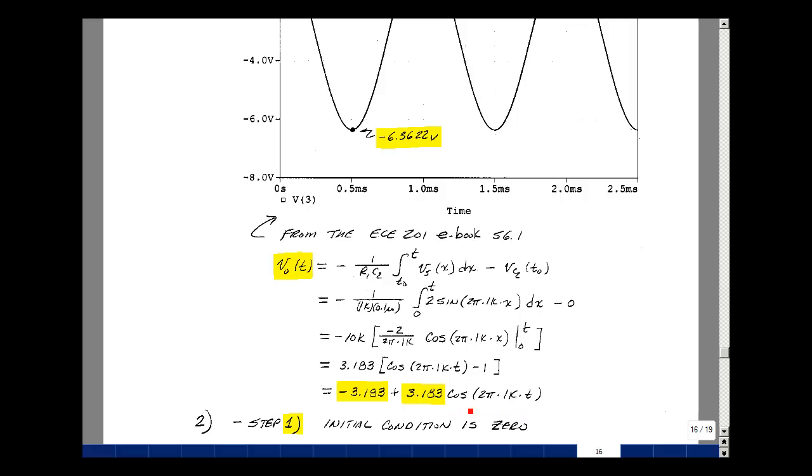Now what's the largest negative value this is going to have? Well, it's minus 1. So if we take this and multiply it by minus 1 and add it to this, we get the result we have up here. We're pretty close to it. Next, let's do the analysis using the Laplace transform.